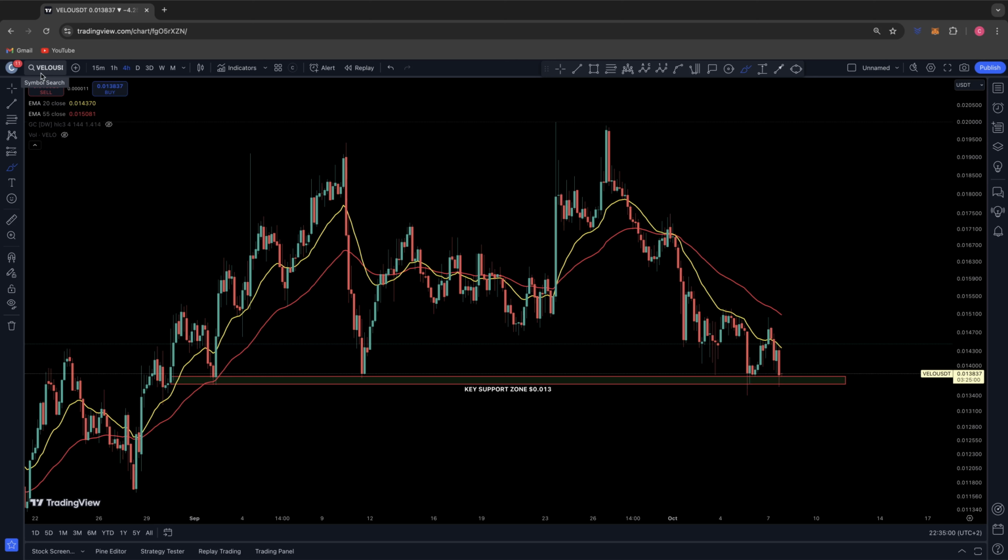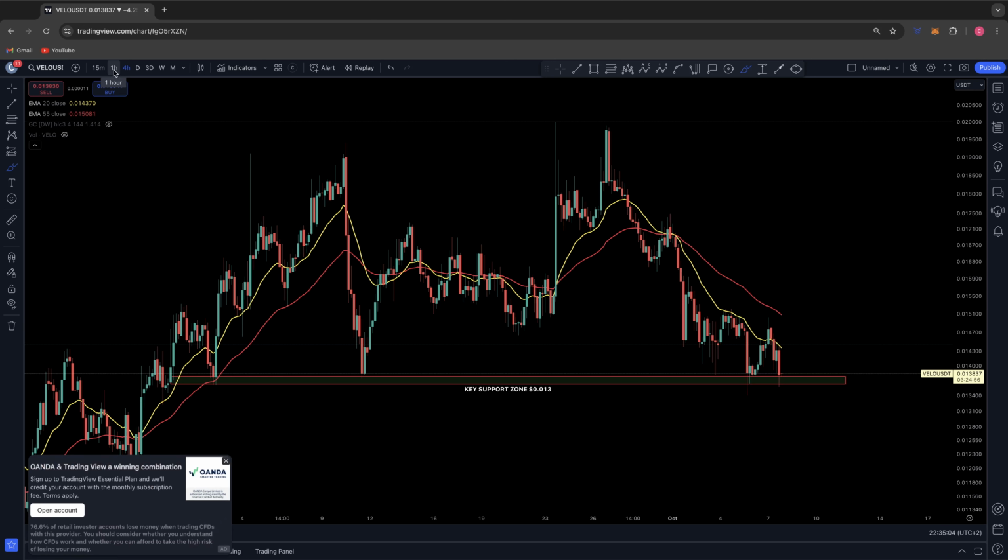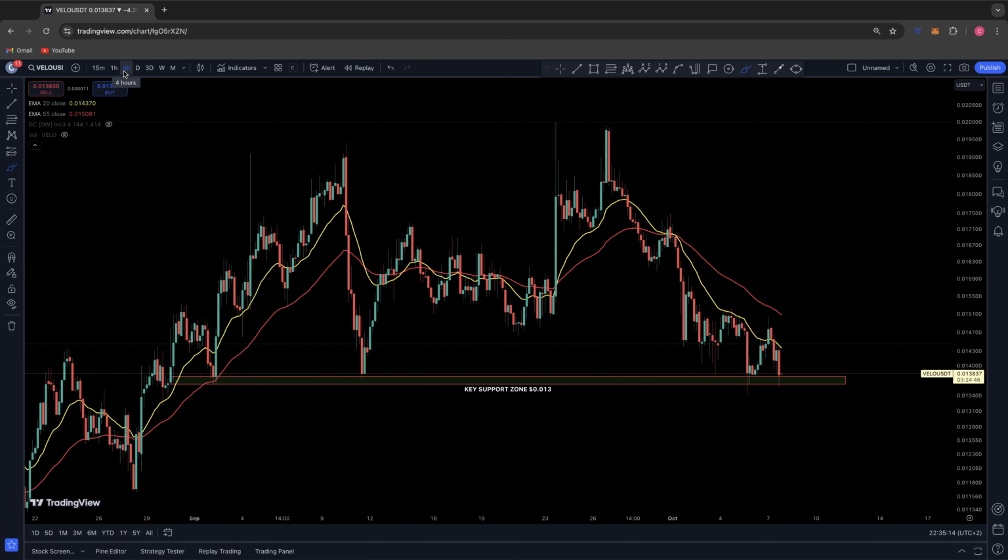Today we will be discussing VELO. The ticker is VELO against USDT on the 4-hour time frame. I will also zoom out to the daily to analyze that too.